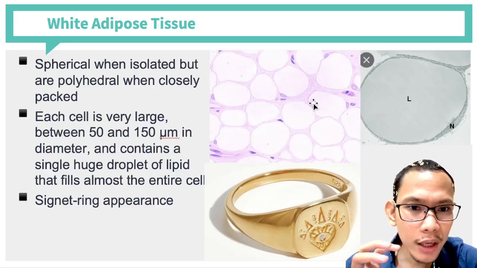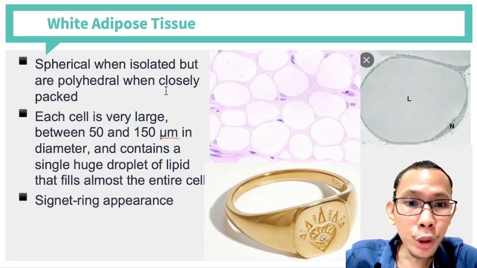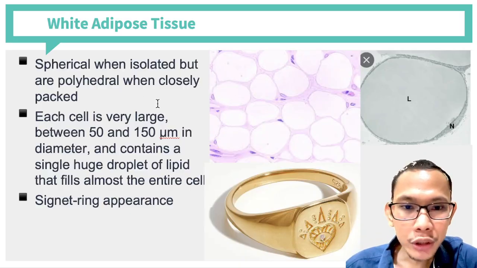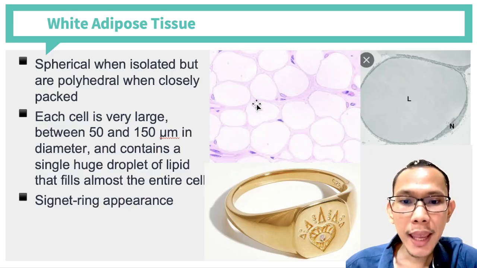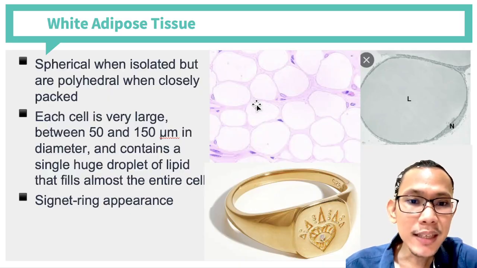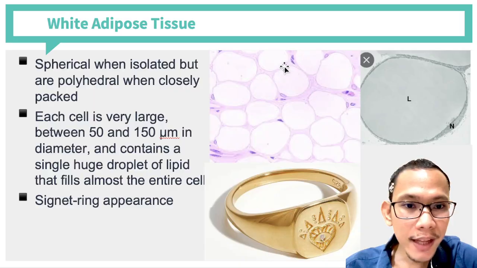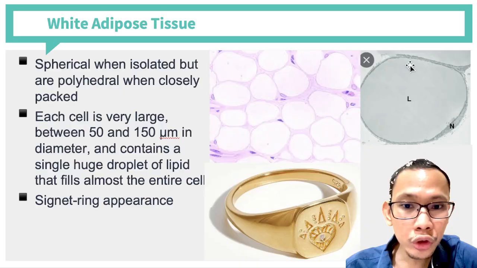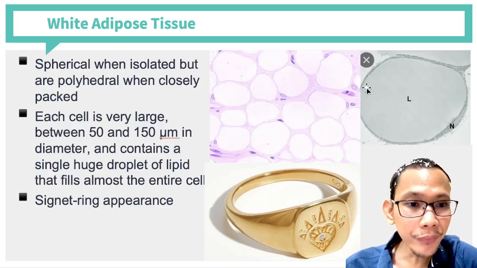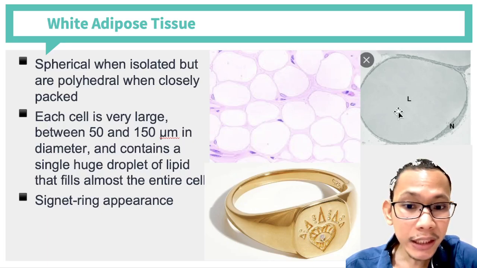If isolated, they are spherical, but they are polyhedral when closely packed. Look, these are closely packed. They look polyhedral now. And take note, each cell is very large, between 50 and 150 micrometers in diameter, and contains a single, look, one single huge droplet of lipid that fills the entire cell.